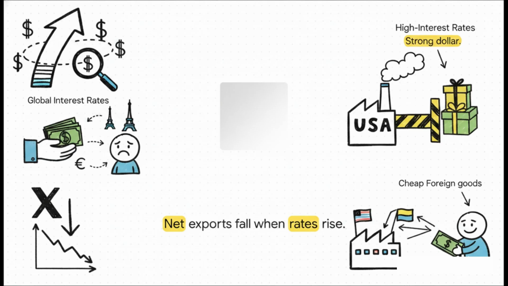That surge in demand makes the dollar much more expensive on the global stage. And when the dollar is expensive, well, U.S. goods become noticeably more expensive for foreign buyers, while foreign goods suddenly look a lot cheaper to us. As a direct result of all that, our net exports fall.